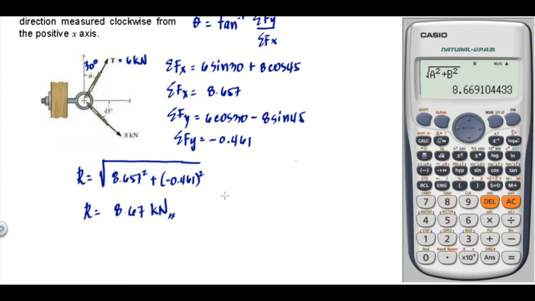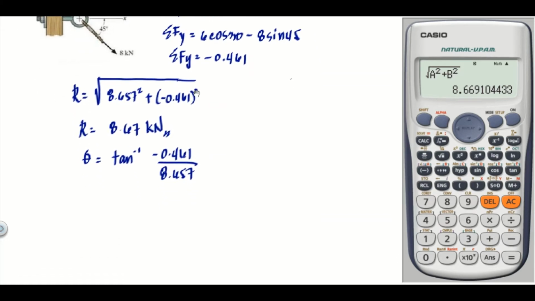Okay. Now, how about the angle theta? So inverse tangent of negative 0.461 over 8.657. So angle theta is equal to, calcu. So inverse tangent of B over A, no? Yes. So negative 3.05 degrees.